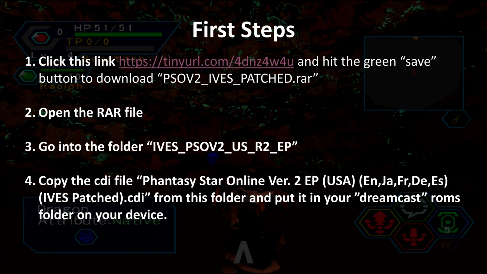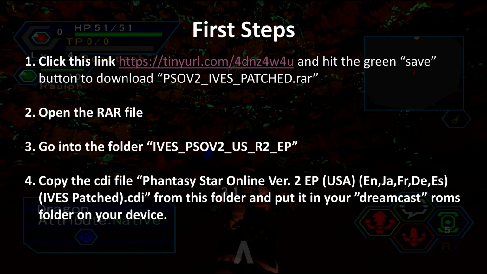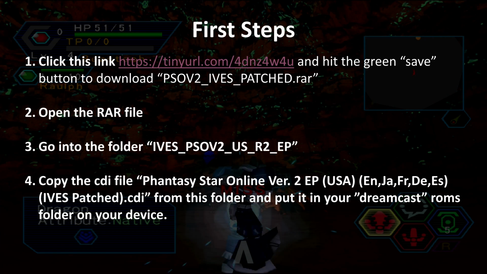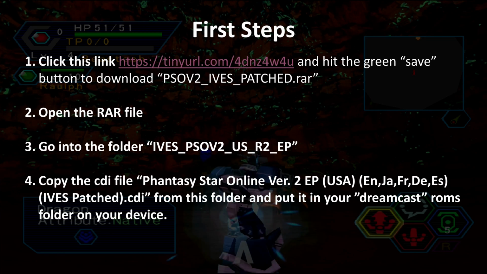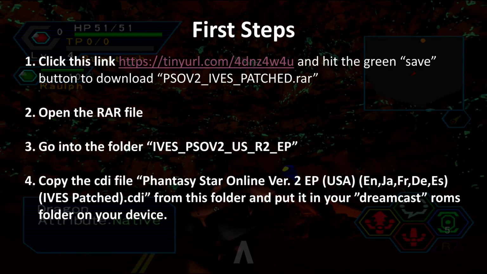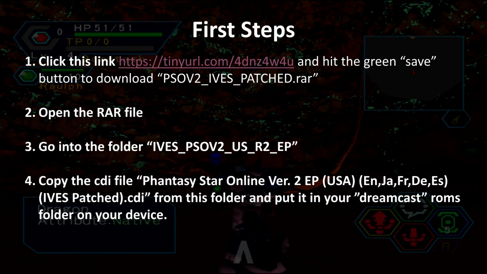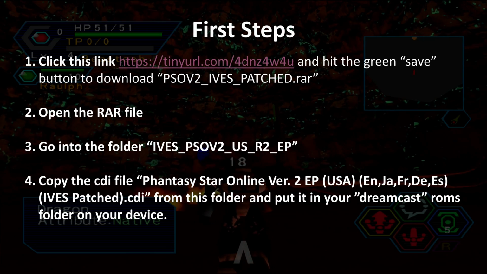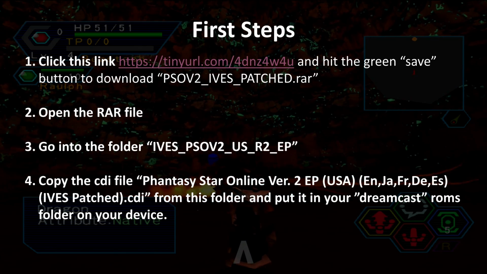Click the link in the description, as I mentioned earlier, to download the RAR file. Open the RAR file and go into the folder IVES_PSOV2_US_R2_EP and copy the CDI file that ends in IVESPatch.cdi and put it into wherever you house your Dreamcast games on your device.